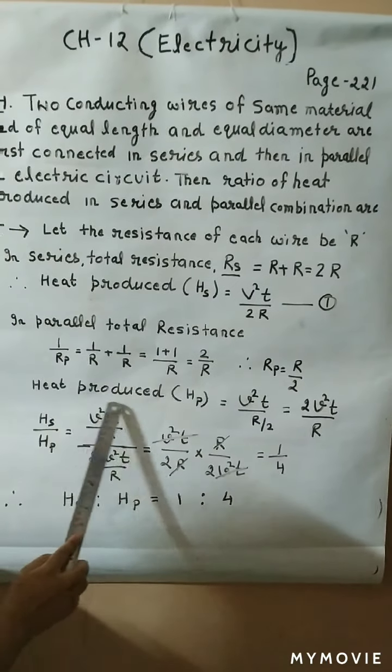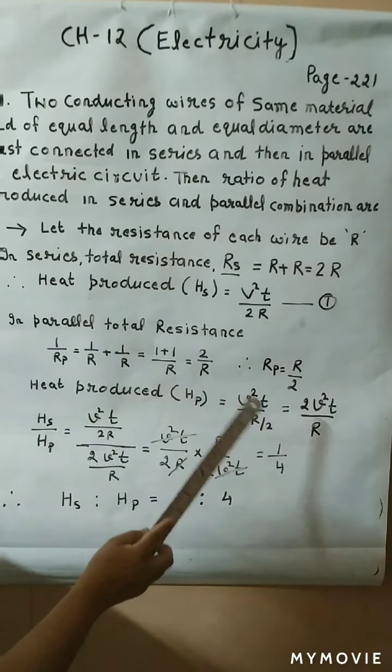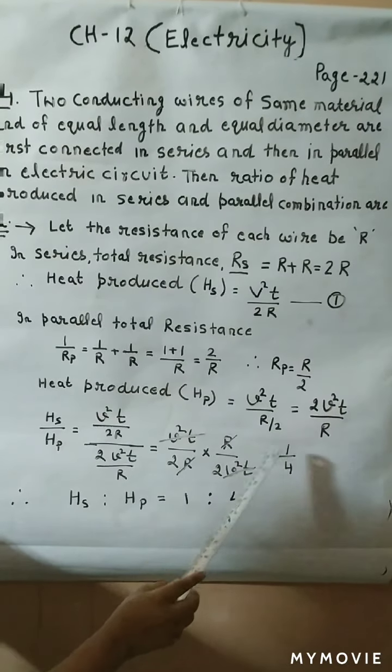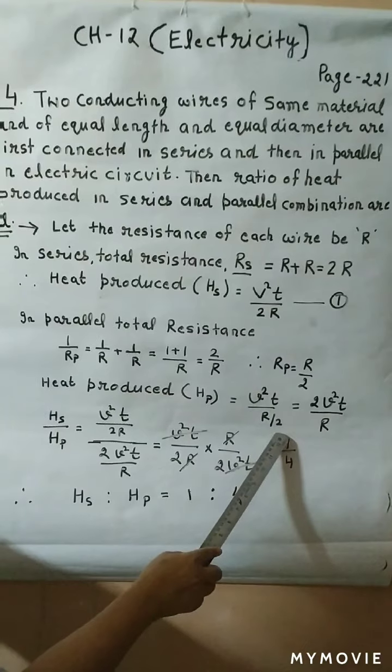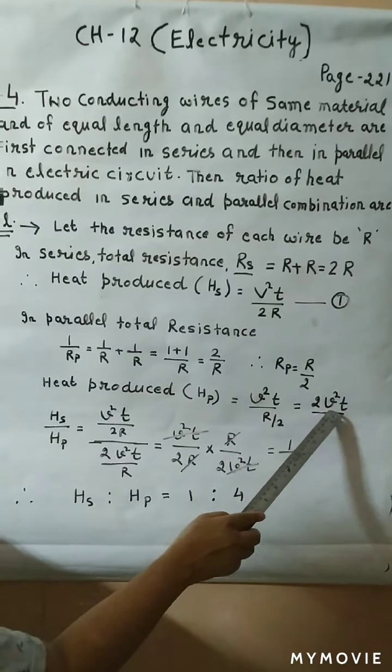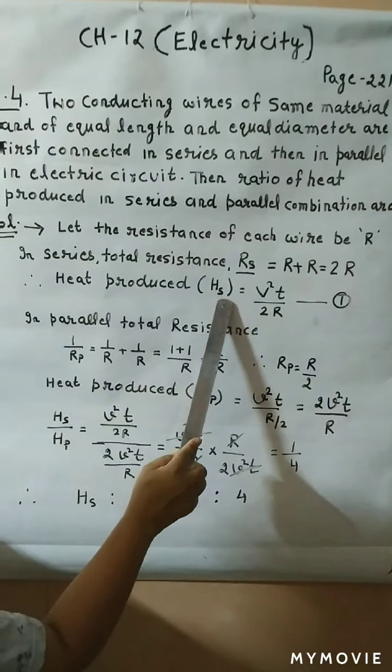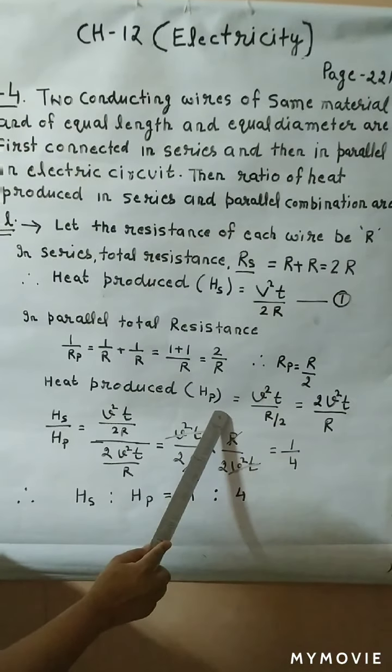Now we will apply the formula of heat produced in parallel combination, that is V square T by R. But again, the resistance value is R by 2. So we will substitute R by 2 here, and you will solve it: 2 V square T by R. Now we have got two derivations, heat produced in series circuit and heat produced in parallel circuit.